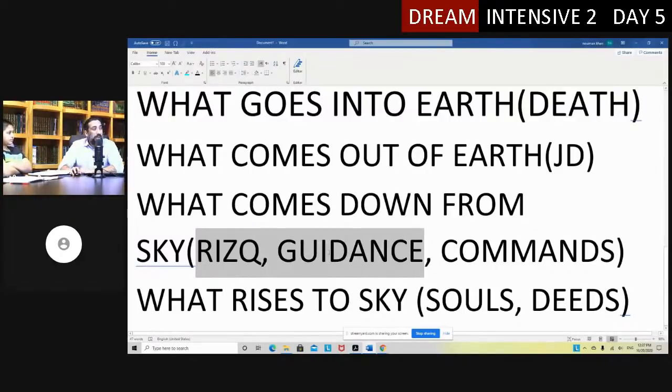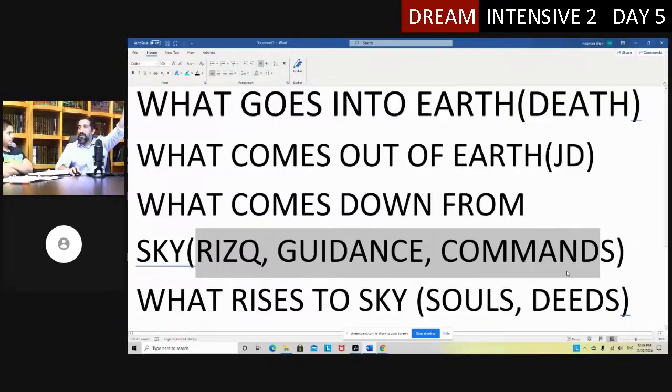Allah sends His guidance because He loves us. He wants us to live right. He wants us to avoid trouble in our life. That's why He sent His guidance. Allah sent His commands because He wants us to stay away from trouble. These are all acts of Allah's love and care. So everything that comes down from the sky is rahmah, is loving care from Allah.